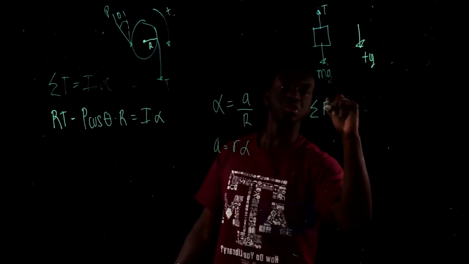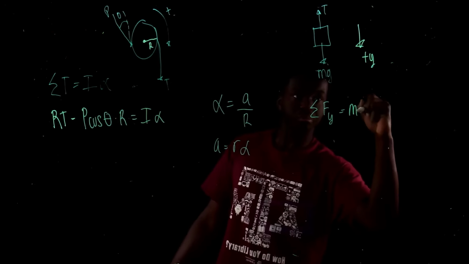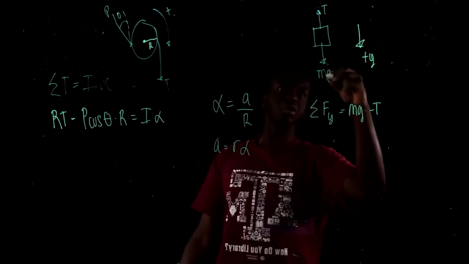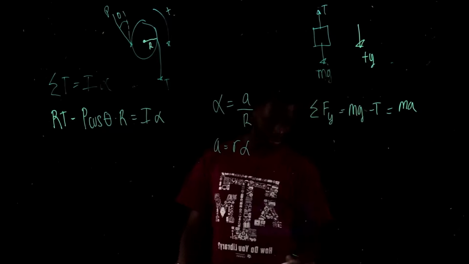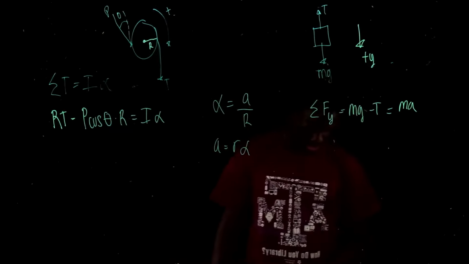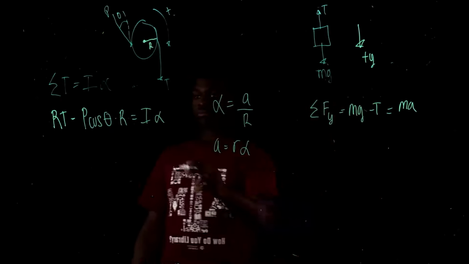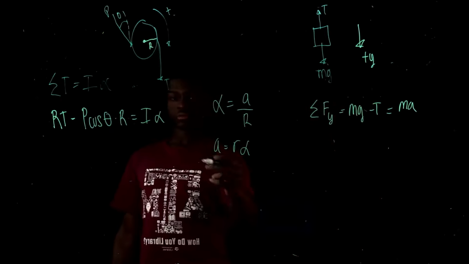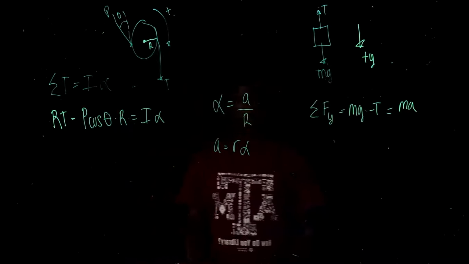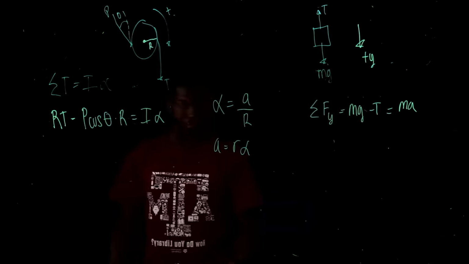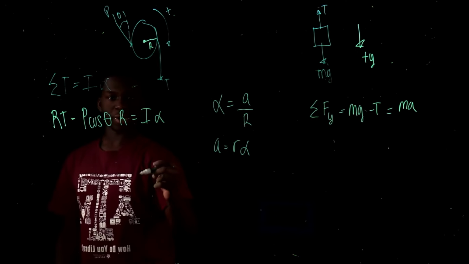We're going to have to find the force in the Y, which is equal to mg minus T, because we set it down positive, so it's going to be positive, that's going to be negative, is equal to ma. Okay, and we know T minus P cosine theta is equal to A times, this is what we're going to do. Okay, we're going to substitute this into this right now.